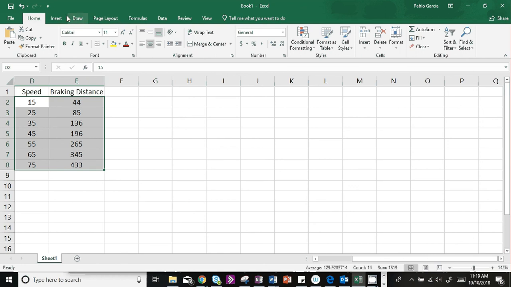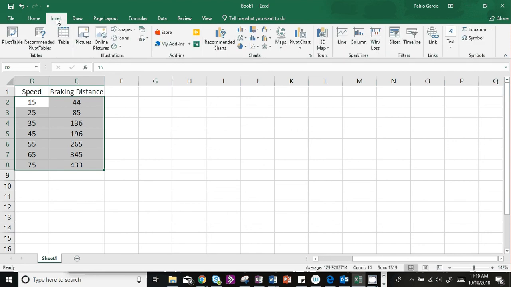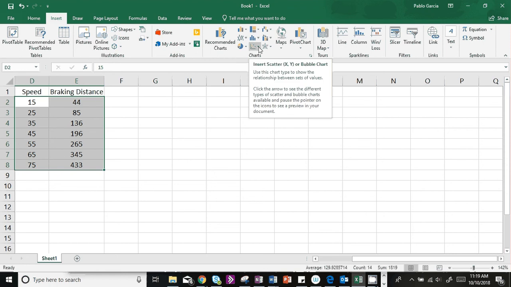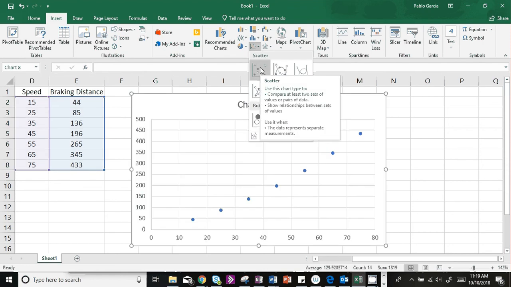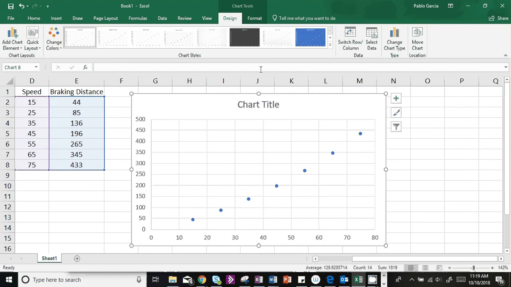Okay, and then I'm going to insert, because I want to make a graph out of this. I want to make a scatter plot, right? So I'm going to insert, then come over here to charts, and I'm going to choose scatter plots. I'm going to choose the first one that will work for us. All right, and there's a beautiful scatter plot of our data.